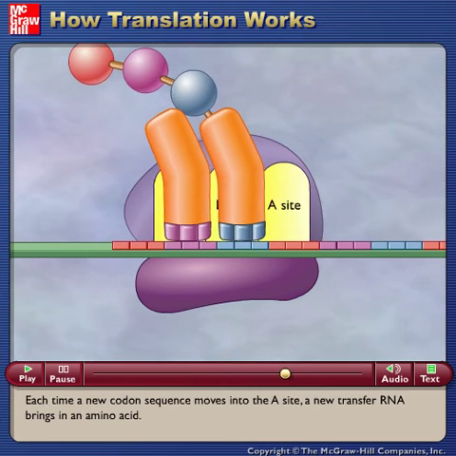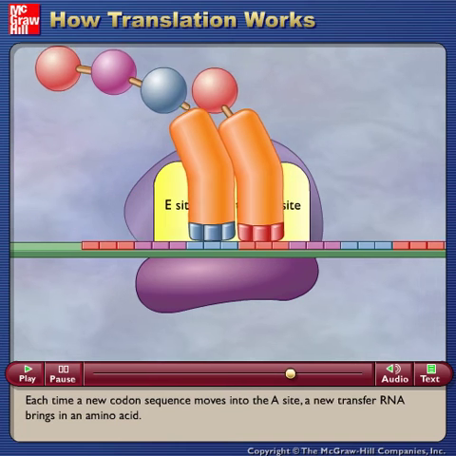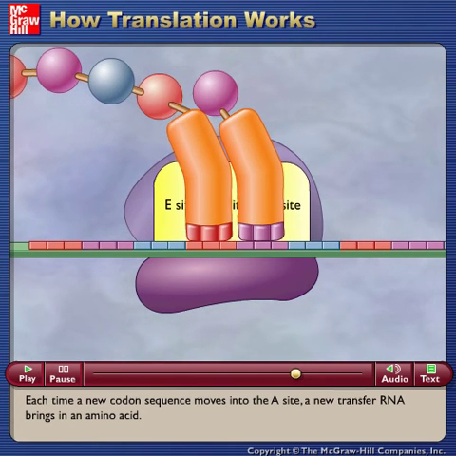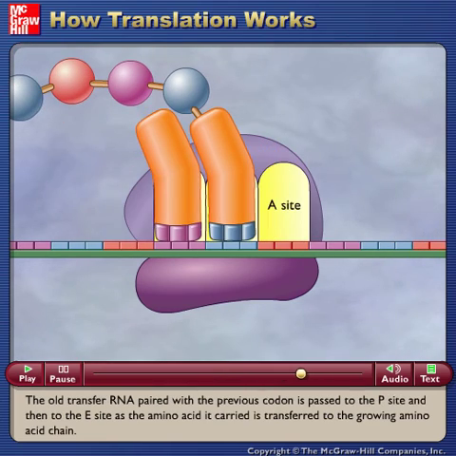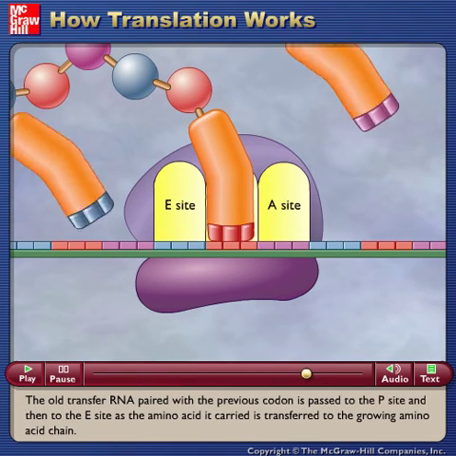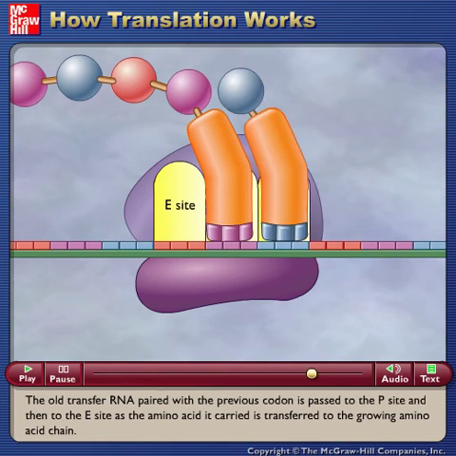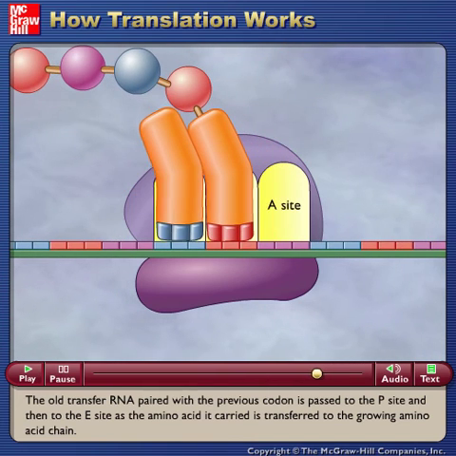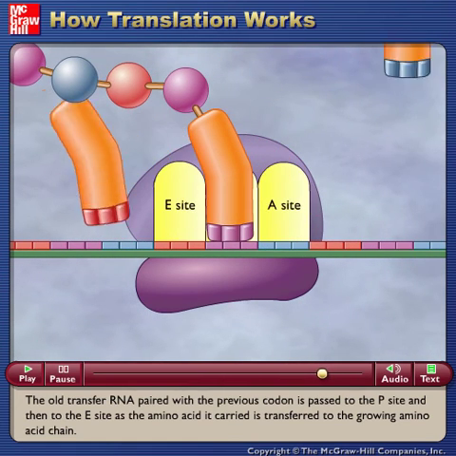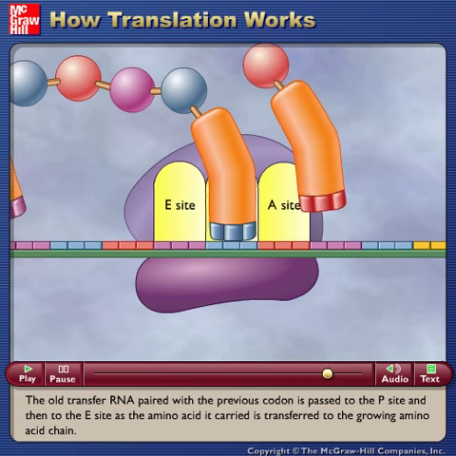Each time a new codon sequence moves into the A site, a new transfer RNA brings in an amino acid. The old transfer RNA paired with the previous codon is passed to the P site and then to the E site as the amino acid it carried is transferred to the growing amino acid chain.